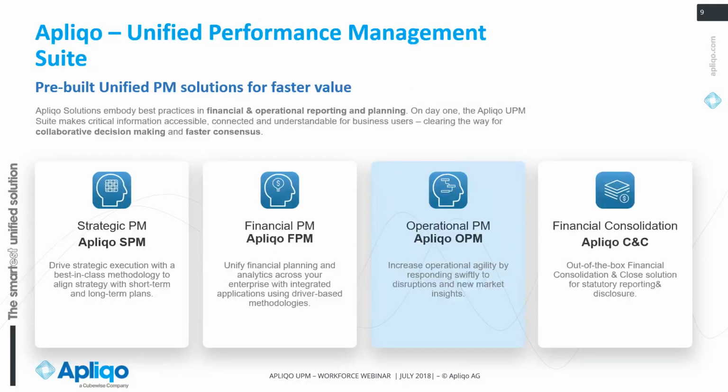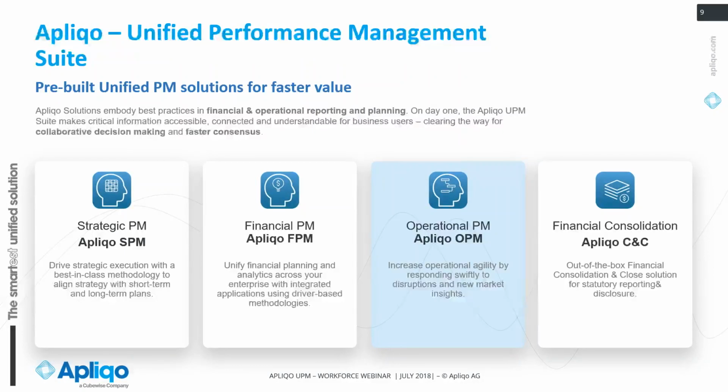UPM, Unified Performance Management, is a buzzword. A lot of other companies are using enterprise performance management, corporate performance management, and so on and so forth. And Cubewise is coming around now with unified performance management. But from our perspective, it is really the integration of strategic, financial, and operational plans in an organization, so that you really have the ability in one tool to cover the whole reporting and planning stack of an organization.